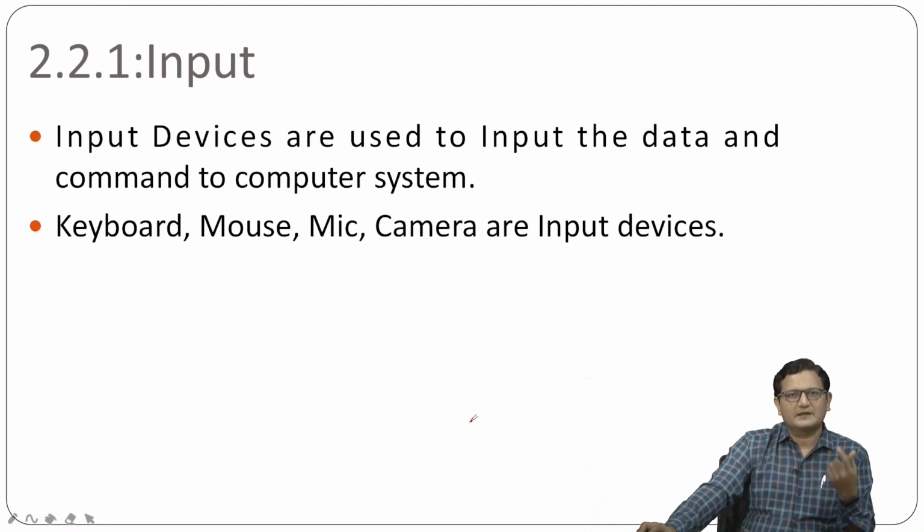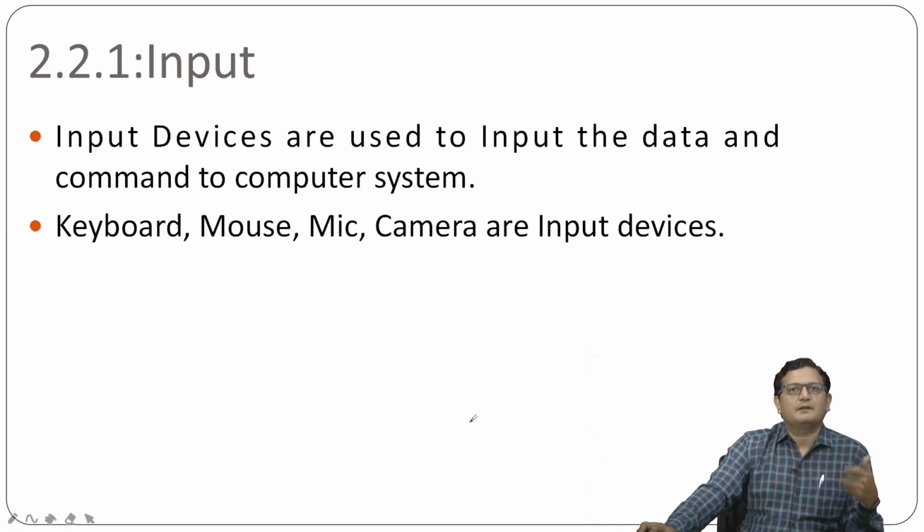Input devices, we have already discussed, are used to input the data, right? Sometimes we are also executing commands or instructions, right? So to input the data or to input the command, we are using input devices. What types of input devices are there? Keyboard is one of the input devices, we can type the data. Mouse is again an input device. Why is it called an input device?